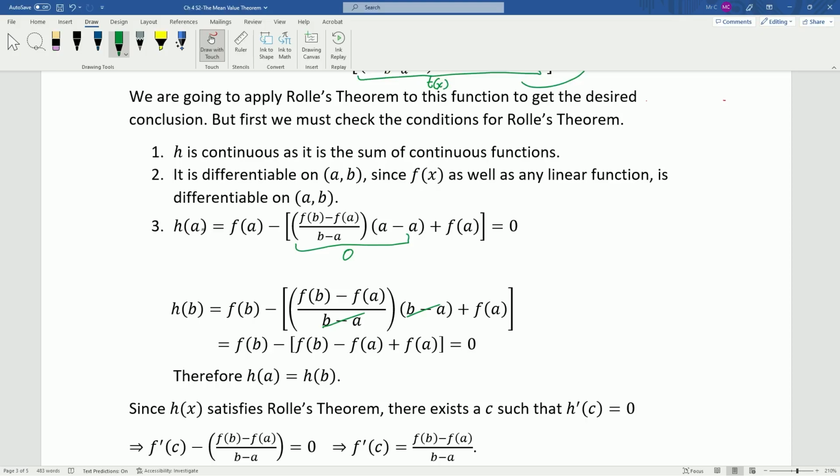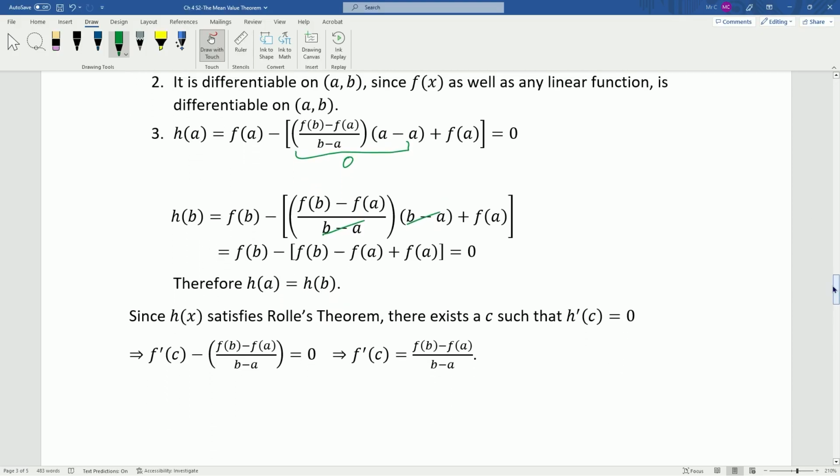So for h of a and h of b, we got 0 for both of these. So h of a equals h of b. And what does that tell us? That tells us that there exists a c such that h prime of c equals 0.